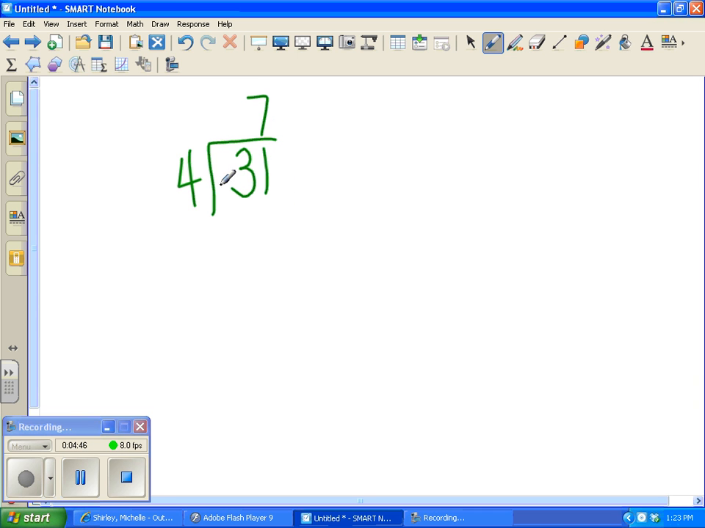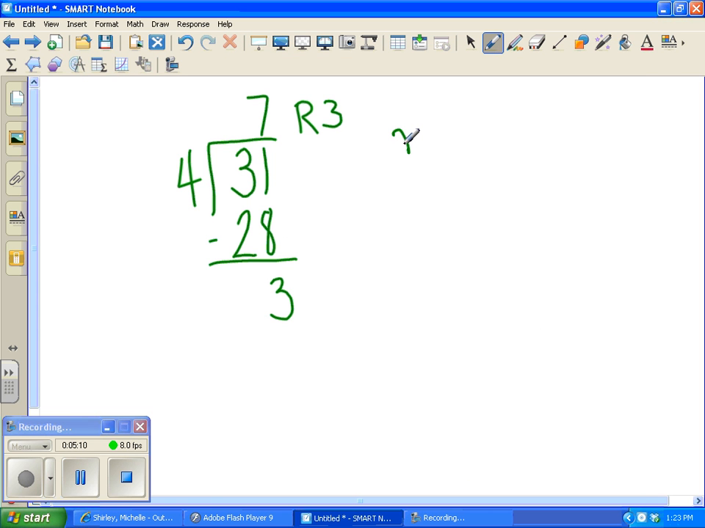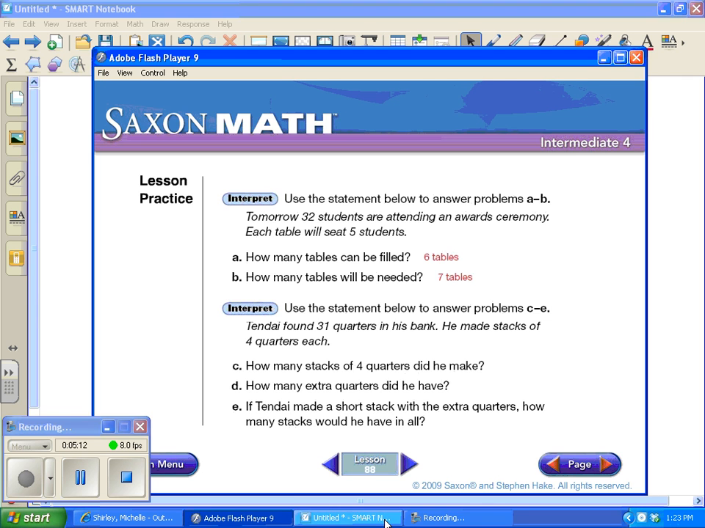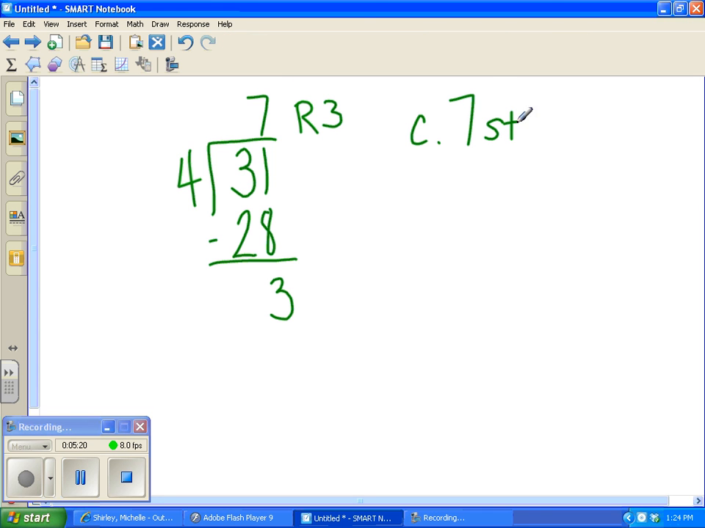It'd be 7. You know, I did think of 8, but that's 32 and that's too high, so I have to go back down to my 7 because 7 times 4 is 28. And when we subtract, we get 3. There's nothing left to bring down, so the actual answer is 7 with a remainder of 3. Let's see what the questions are. How many stacks of 4 quarters did he make? So, let me think. This was C. Okay. He made 7 stacks that had 4 quarters.